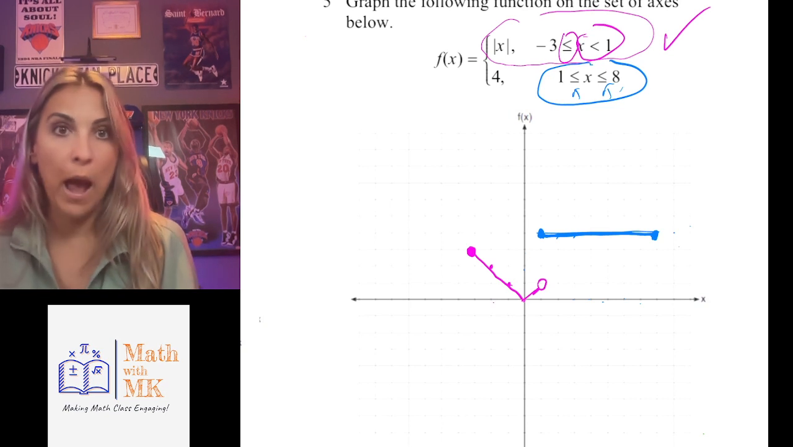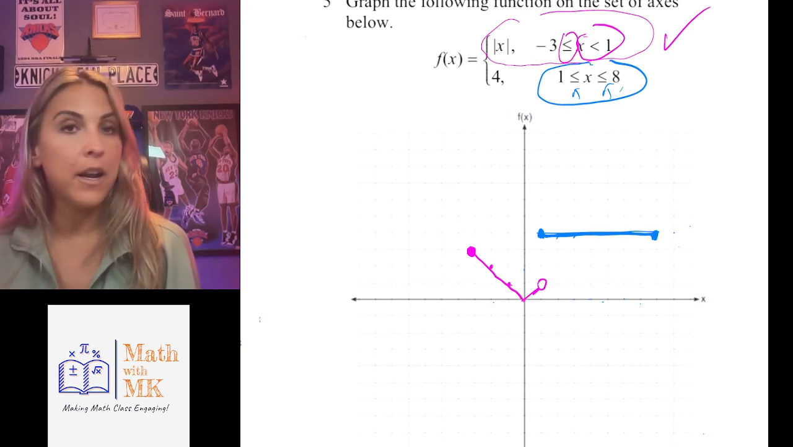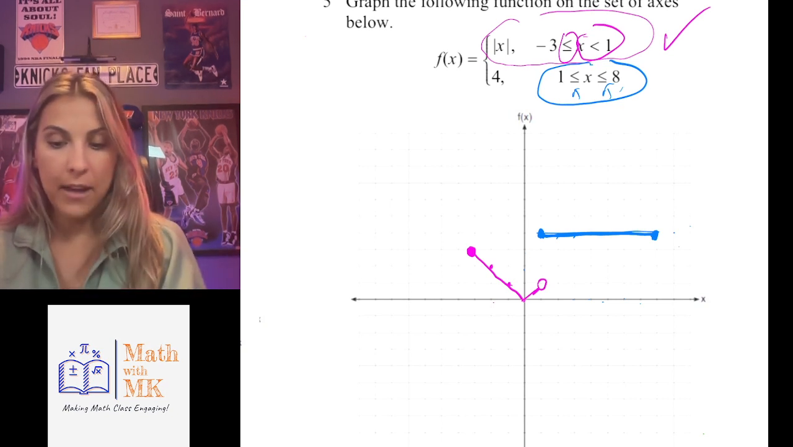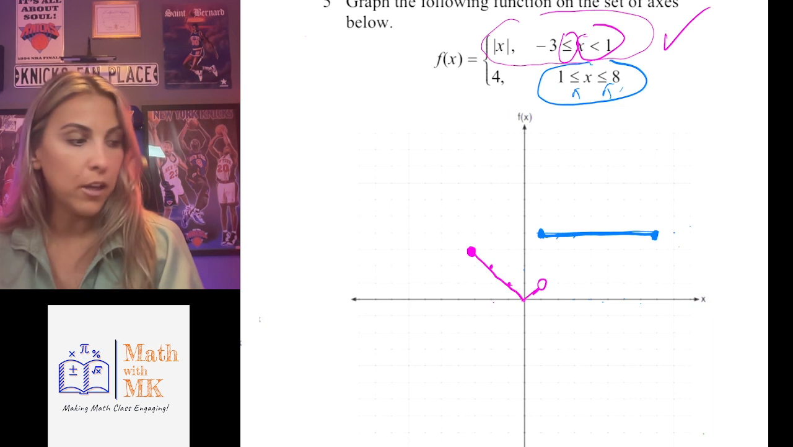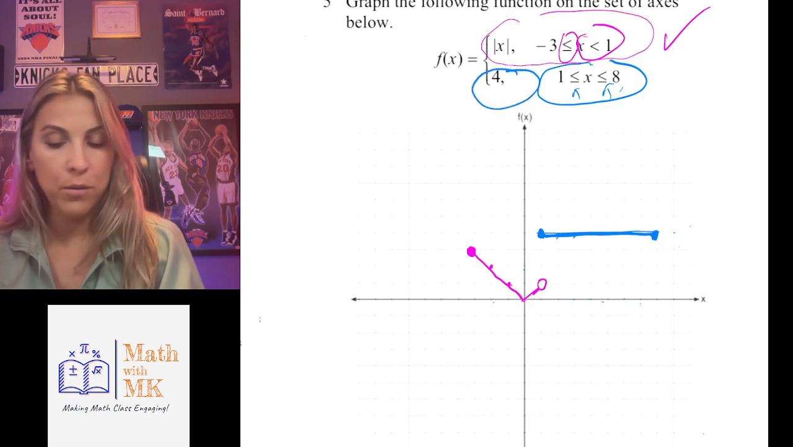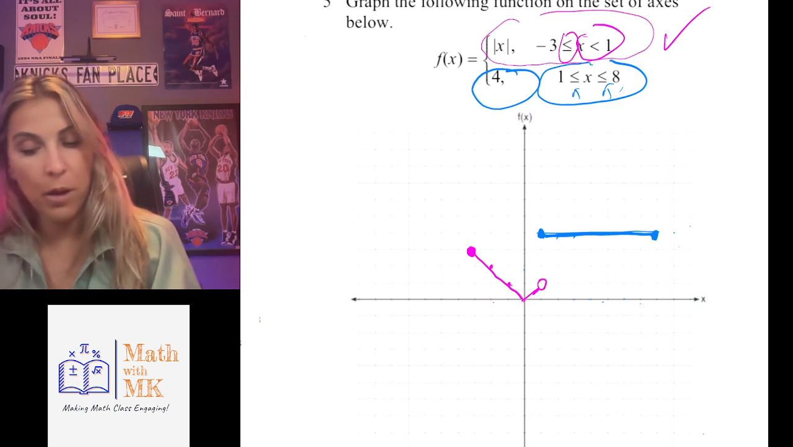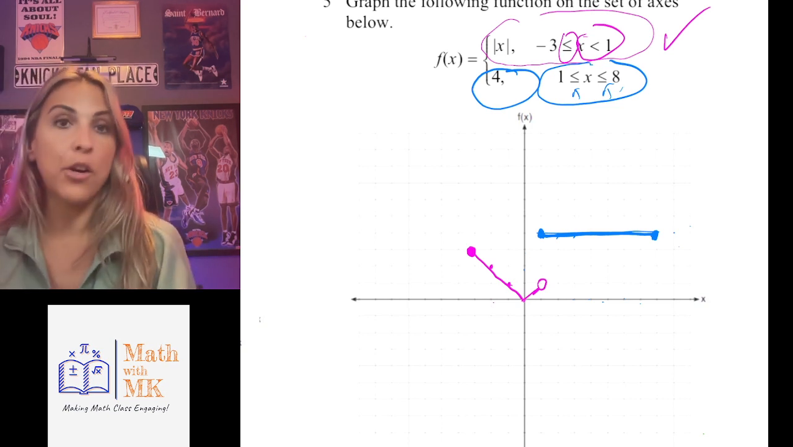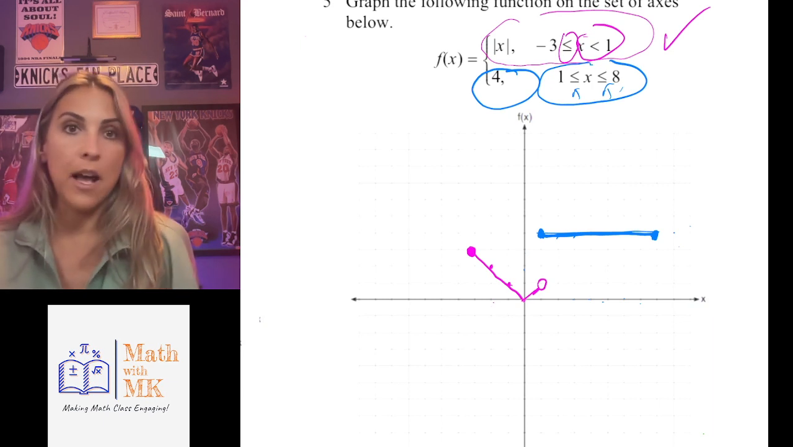Okay, this is one graph made of two different pieces, and the way that we graphed it depended on what our x values were. Okay, so anytime that x is a number between 1 and 8, including 1 and 8, we would use the bottom function where y equals 4, and anytime x is a number between -3 and 1, we would use the top function. And for values that are outside of that, this is not defined.